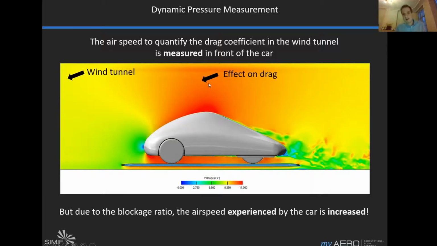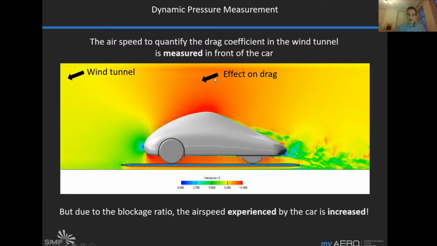But the actual effect on the drag is from the airspeed that's increased because of the blockage ratio. Just because the car is there, because of the constant mass flow idea, the velocity must increase locally over the car.